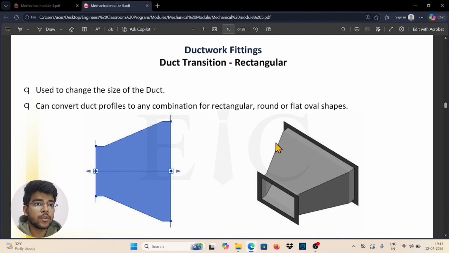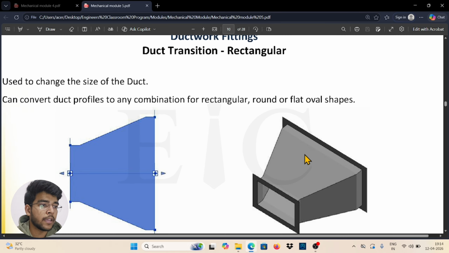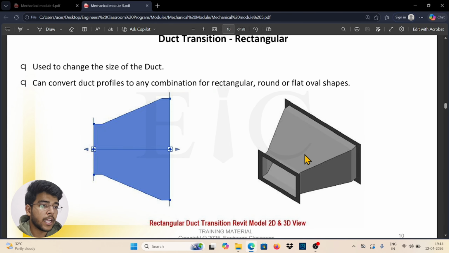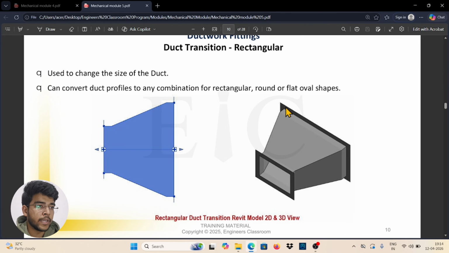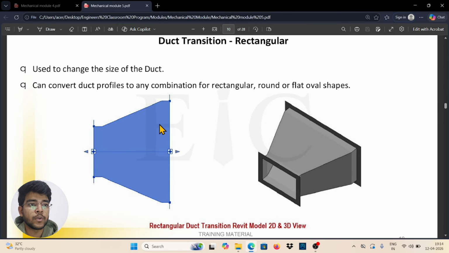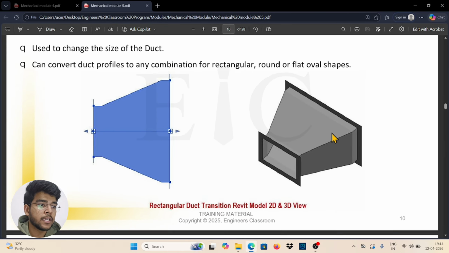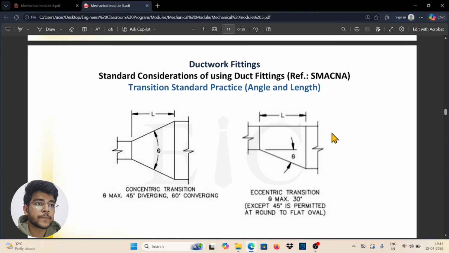You can see the use of a transition here. Actually, when you have two ducts of different sizes and you have to connect them at two ends, they have different areas. So you can connect the larger duct from here and a smaller duct from here. This is called a transition. This is the 2D figure of the transition, and this is the 3D. You can use it in Revit itself.